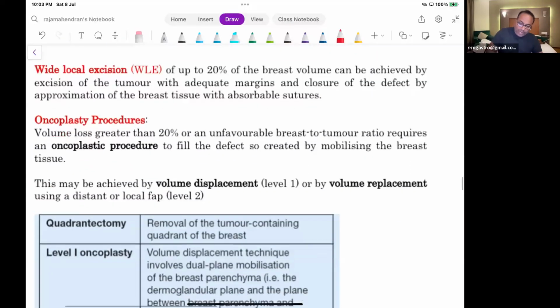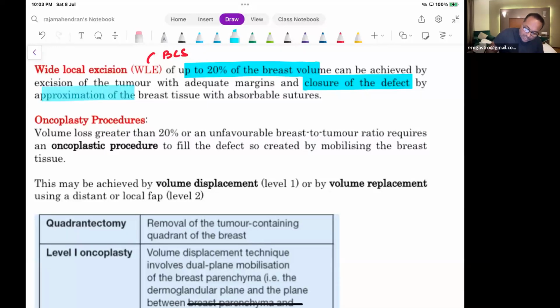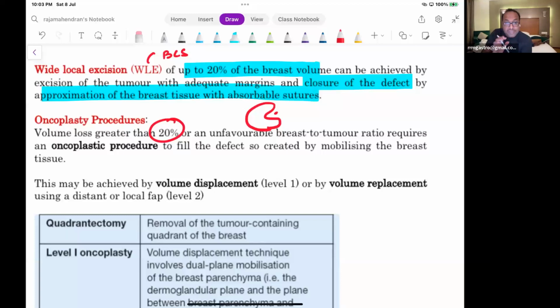ஸோ வைடு லோக்கல் எக்ஸிஷன் பண்றீங்க, தட் இஸ் நத்திங் பட் பிரஸ்ட் கன்சர்வேட்டிவ் சர்ஜரி பண்றீங்க. பண்ணதுக்கு அப்புறம் அப் டு 20% கேப் இருந்ததுன்னா, சின்ன கேப் இருந்ததுன்னா தானாவே மூடிடலாம். We can fill up closure of the defect by approximation of the breast tissue with absorbable sutures. பக்கத்துல இருக்கிற breast tissue வச்சு மூடிடலாம். பட் டிஃபெக்ட் 20%க்கு மேல காலியா இருக்குன்னு வச்சுக்கோங்க, breast பள்ளமான மாதிரி ஆயிடும். இவ்வளவு கேப்போட விட முடியுமா? We are doing it for a cosmetic reason.